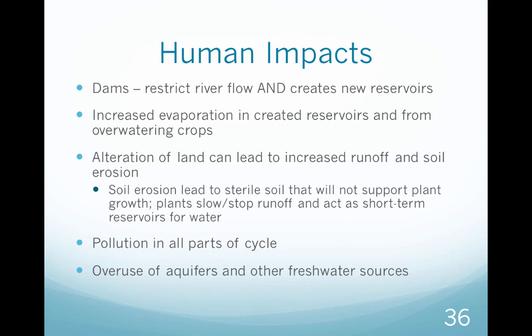There's also pollution in all parts of the cycle, basically making the water unfit for human use or even agricultural use. And then overuse of aquifers and other freshwater sources. We're kind of running out of water that is not salty.